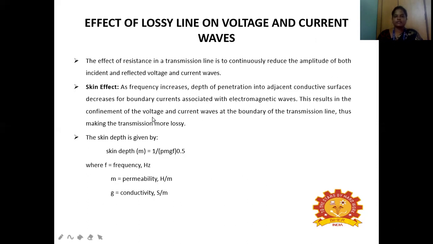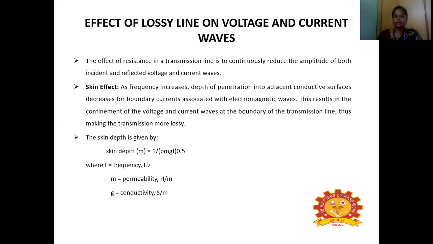So next we will discuss the effect of a lossy line on voltage and current waves. The effect of resistance in a transmission line is to continuously reduce the amplitude of both the incident and the reflected voltage and current waves.